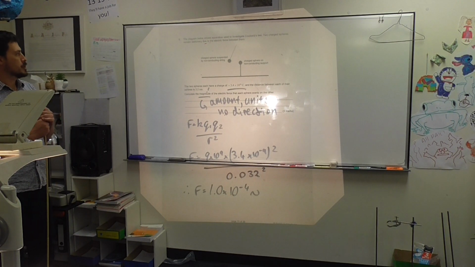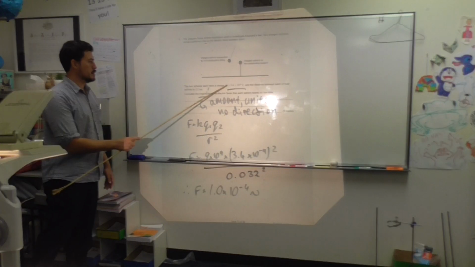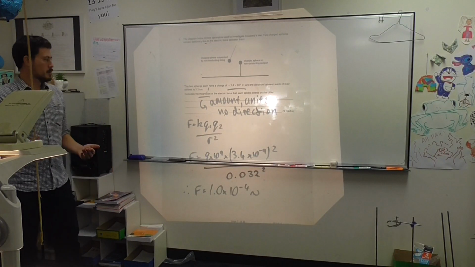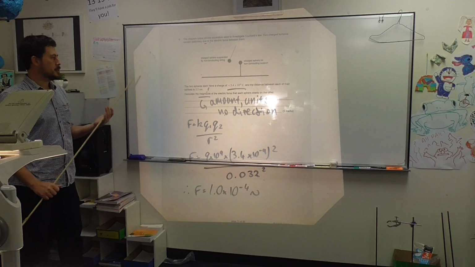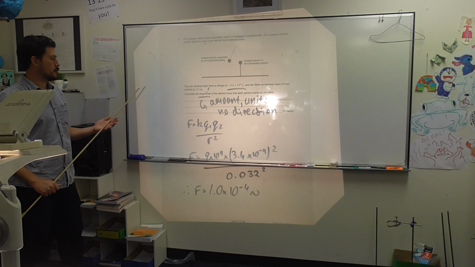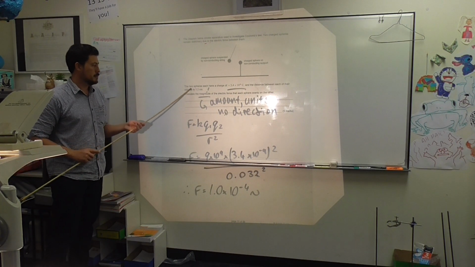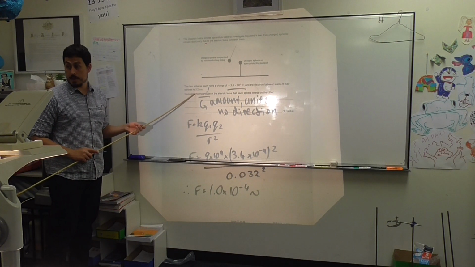The diagram below shows the apparatus used to investigate Coulomb's law. 2 charged spheres remain stationary due to the electrostatic force between them. The 2 spheres have a charge of that. They're both positive, that's why they're opposing. And also both of them have that charge. And the distance between each of their centers is 3.2 centimeters. Careful. That needs to be turned into meters.